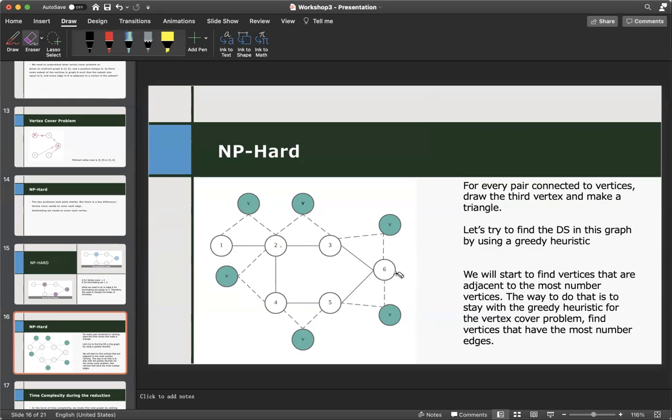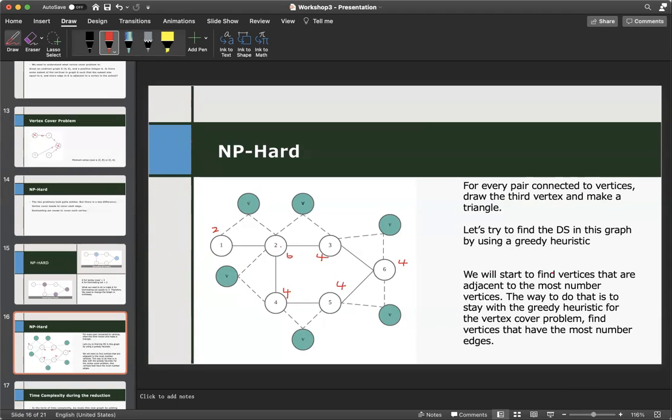I will start with vertex number 6. Vertex number 6 covers 1, 2, 3, 4, so it covers 4 edges. Vertex number 5 also covers 4, and vertex number 3 covers 4. Vertex number 2 covers 1, 2, 3, 4, 5, 6, so 6 edges. And number 1 covers only 2 edges, same as the new vertex I got here.